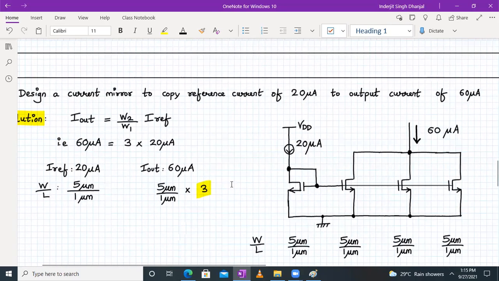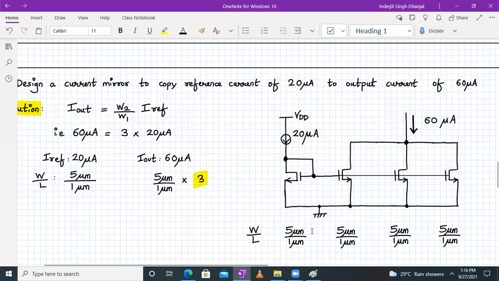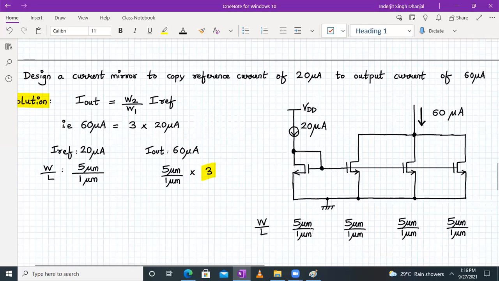So we know the basic current mirror up till here, right? So this will produce 20 microamperes of current. So if you want 60 microamperes, you connect 3 transistors in parallel with their gate connected like this. And this is how we follow the unit cell design approach. So this is the circuit of your current mirror to copy reference current of 20 microamperes to the output current of 60 microamperes. You do follow this technique.